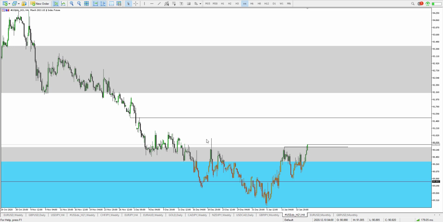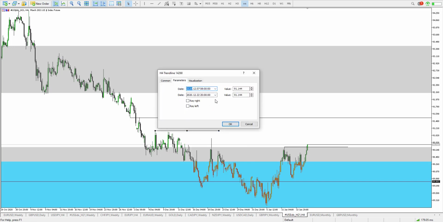So you can see our next target in this range is these equal highs here, right? We've got these equal highs up here. Let me just extend this a bit.